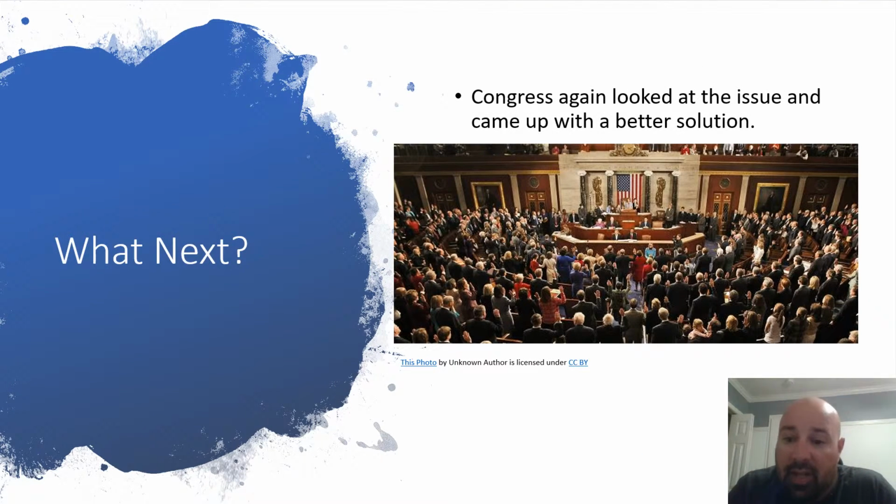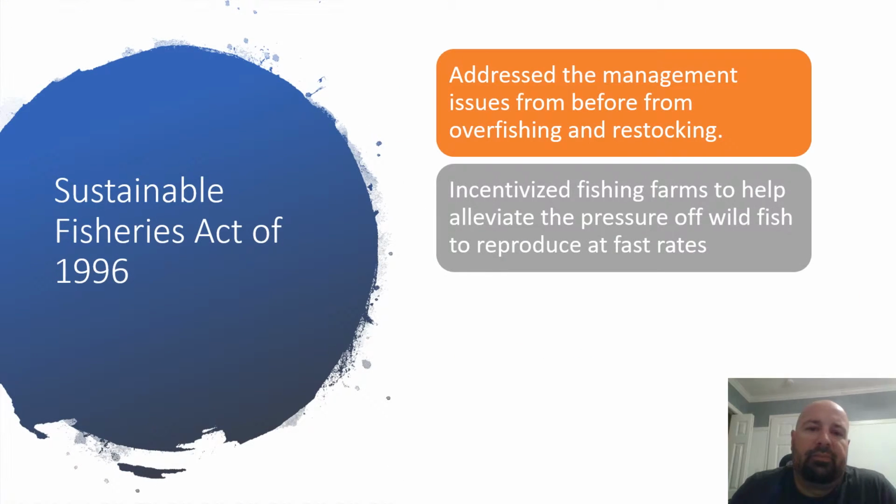So what's next? Well, Congress again looked at the issue and said, hey, we need to do better. We need to come up with a better solution. So they came up with something called the Sustainable Fisheries Act of 1996. They addressed the management issues from before, from the overfishing and restocking, the fact that we ourselves need to do more to protect, not just keep foreign entities away.